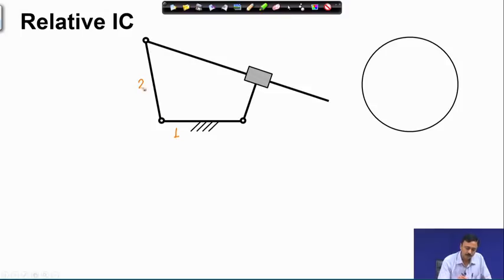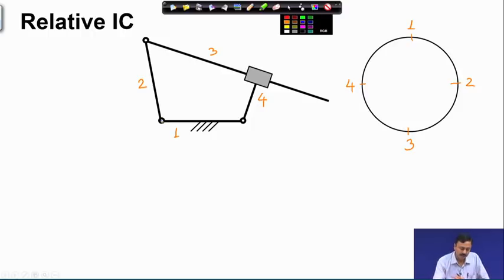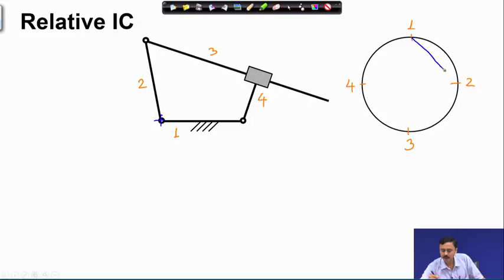So, let me number 1, 2, 3 and 4. So, there are 4 links, so 4 points on our circle diagram. I know the IC between 1 and 2, so I12 is known. I23 is also known, and I14 is also known. Now, I34 must lie on this line, which is perpendicular to the sliding direction.